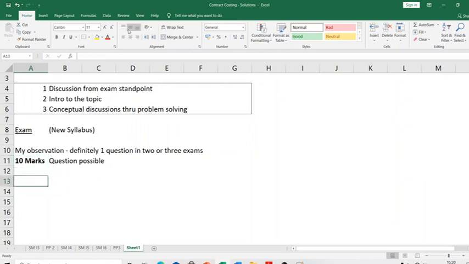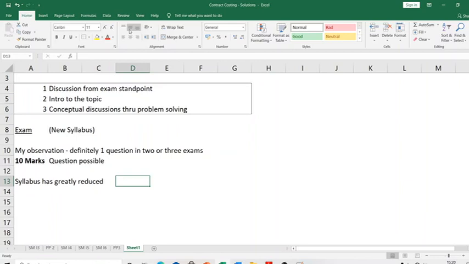Now, another thing I want to talk about as far as the exam is concerned is that the syllabus has greatly reduced. If you look at the ICAI study material and at the content in contract costing, what they plan to test you on if they decide to test you on contract costing, you understand that the syllabus has greatly reduced.